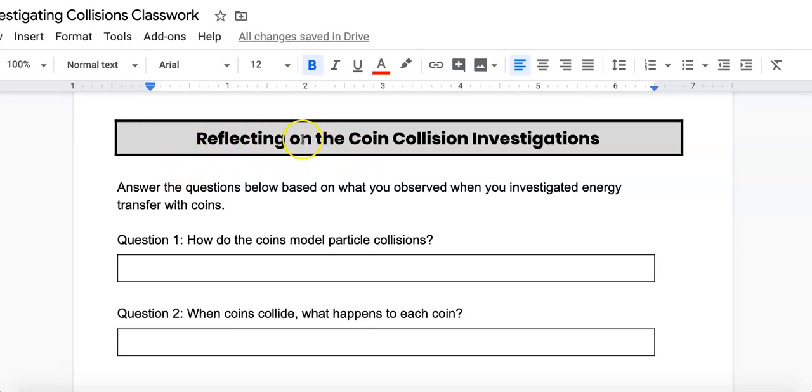So here you are just reflecting on the investigations by answering these 2 questions. How do the coins model particle collisions? And when you think about how the coins are going to model particle collisions, think about those orange dots in the simulation and what those orange dots represent. You want to think about what the coins represent as we go through that investigation and see those coins colliding into one another. Question 2, when the coins collide, what happens to each coin?